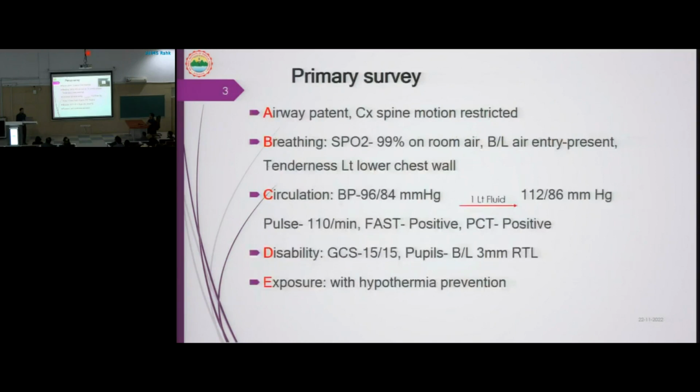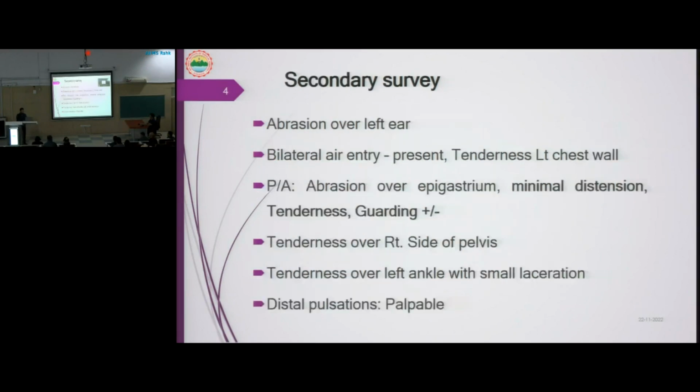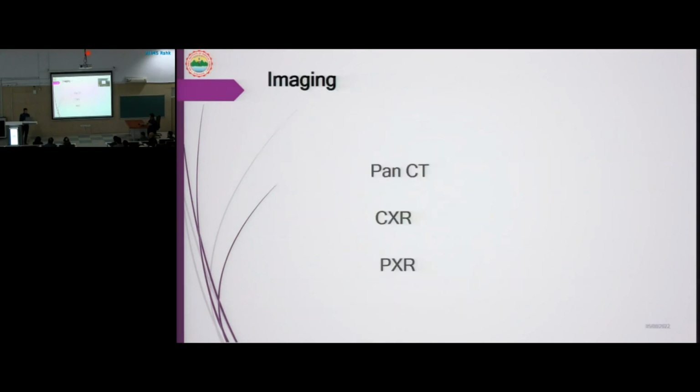On primary survey, the airway was patent. He was maintaining saturation of 99% on room air, and he was in grade 2 to grade 3 shock, resuscitated with 1 liter of fluids, maintaining vitals, and GCS was 15/15. In secondary survey, the additional findings were minimal abdominal distension, tenderness, and guarding. Guarding was equivocal. I would call the radiology resident for the radiology images and description. We did PAN CT for this patient as part of our protocol, along with chest X-ray and pelvic X-ray.